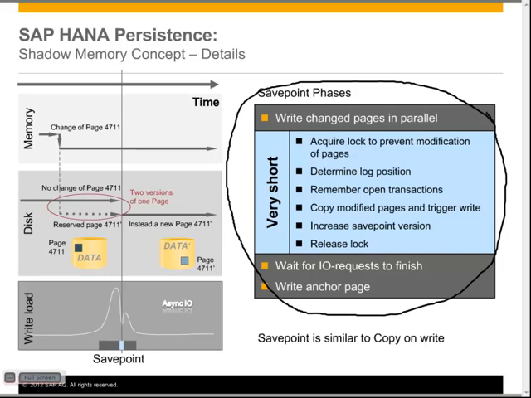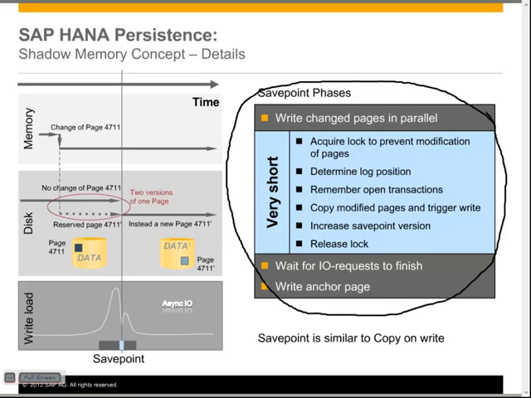Shadow paging is used to undo changes that were persisted since the last save point. With the shadow page concept, physical disk pages written by the last save point are not overwritten until the next save point is successfully completed. Instead, new physical pages are used to persist changed logical pages. The shadow page still contains the version of the last save point, and the current physical page contains the changes written to disk after the last save point.